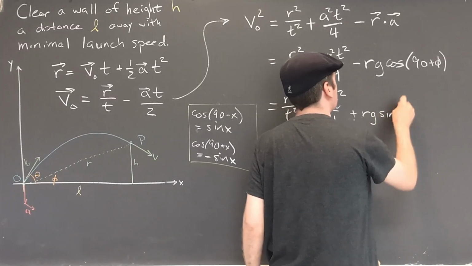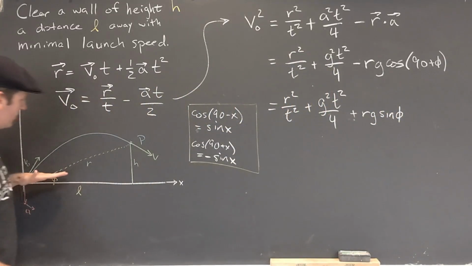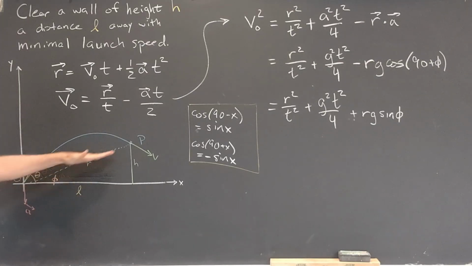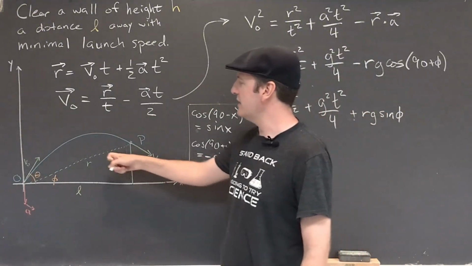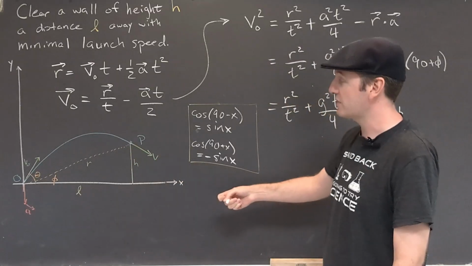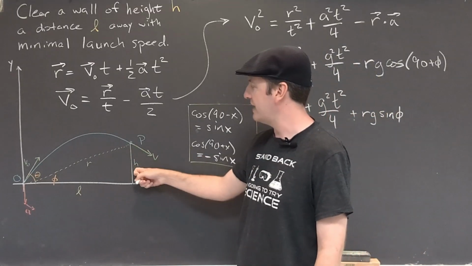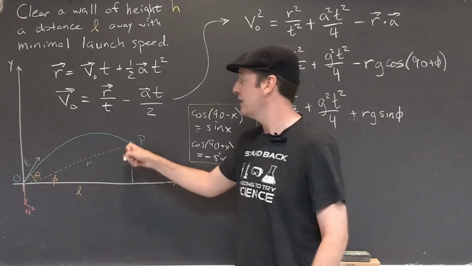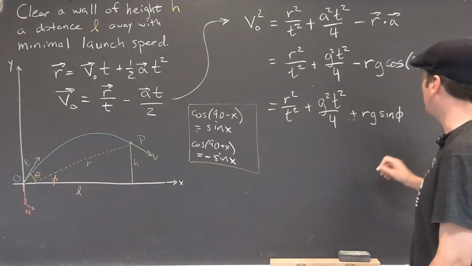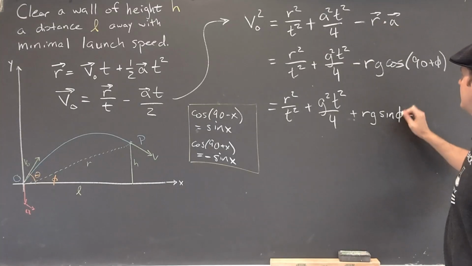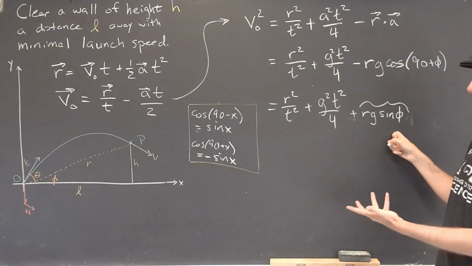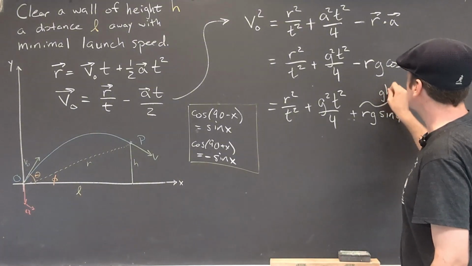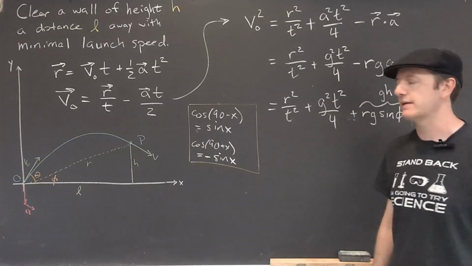That negative and that negative will actually cancel out, and I'll end up with a positive rg sine of phi, where phi, notice, is not the launch angle. Phi is the angle of elevation from the launch point to the height of the wall, point P. And I can easily use my trigonometric definition of sine to rewrite sine of phi as opposite side, which is h, divided by the hypotenuse r. So I'll just replace this whole thing here. The r and r in the denominator of sine will cancel, and this is just going to be gh. So that's kind of interesting.